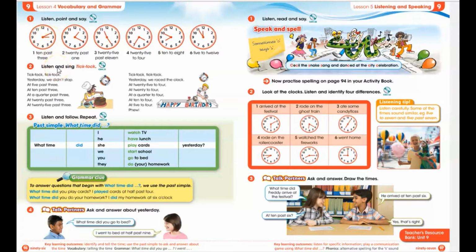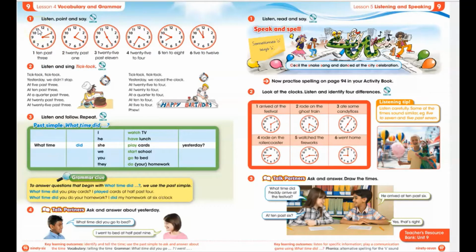Okay? So with the big hand, we count 5 minutes between each number, and the little hand points to the number that the hour is on. So this big hand, we count 5 minutes, 5, 10, and the little hand, we count the hour. It's pointing to the 3.